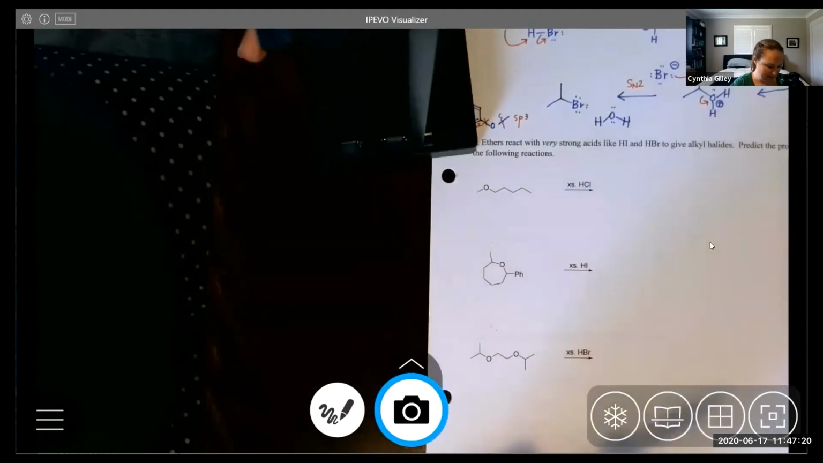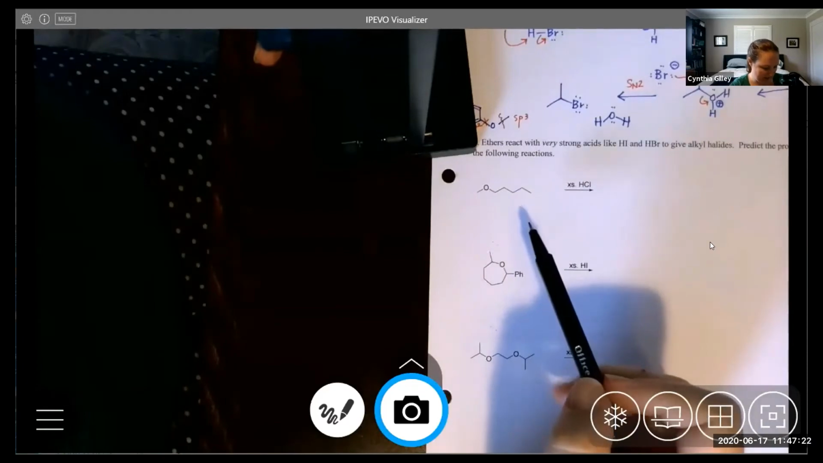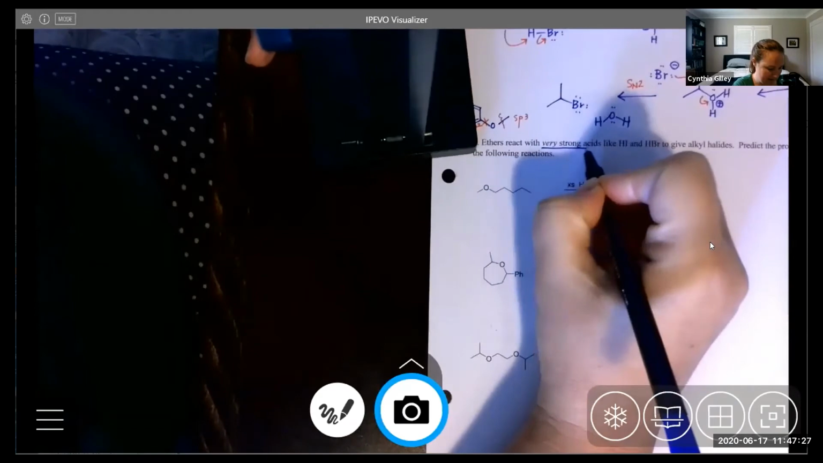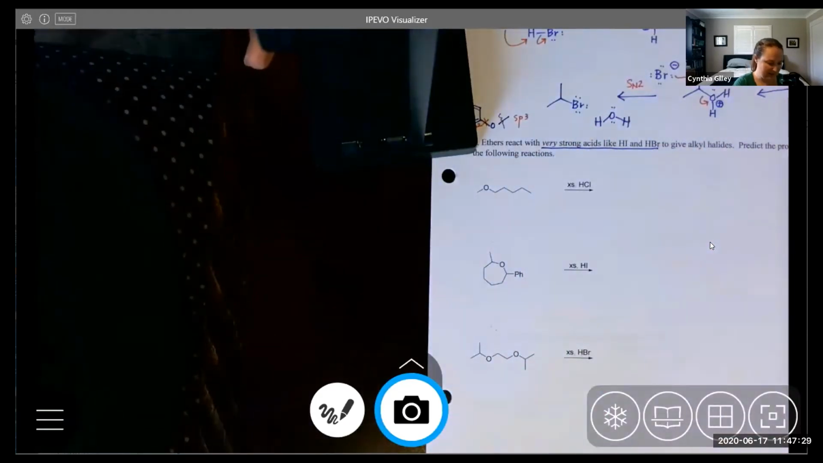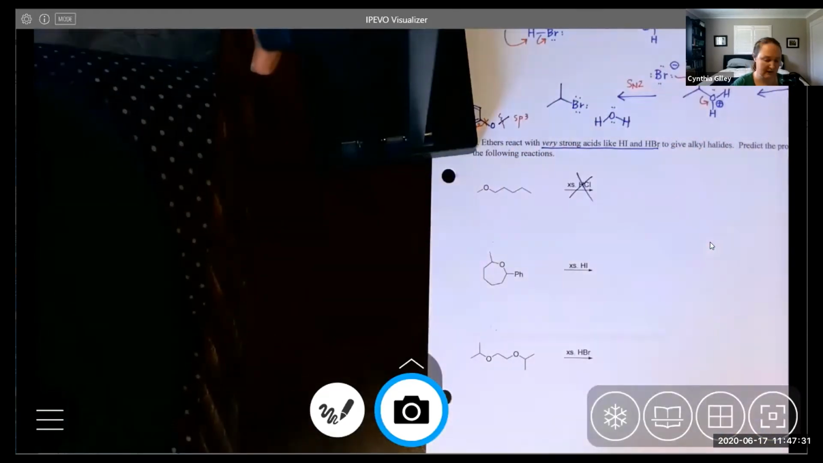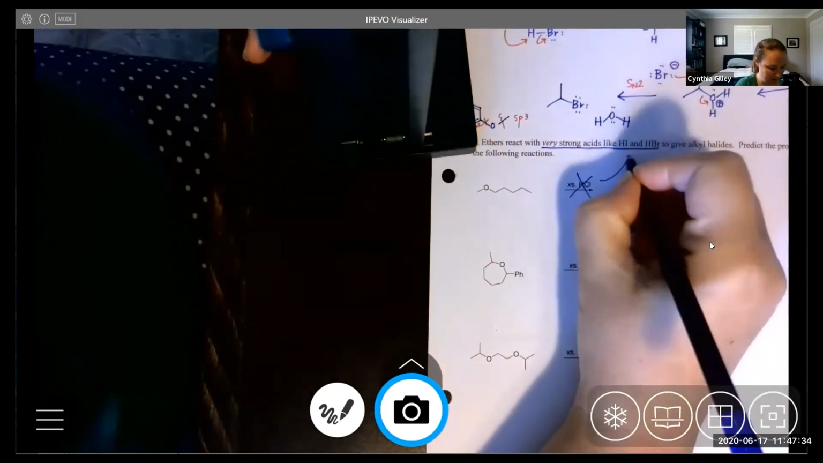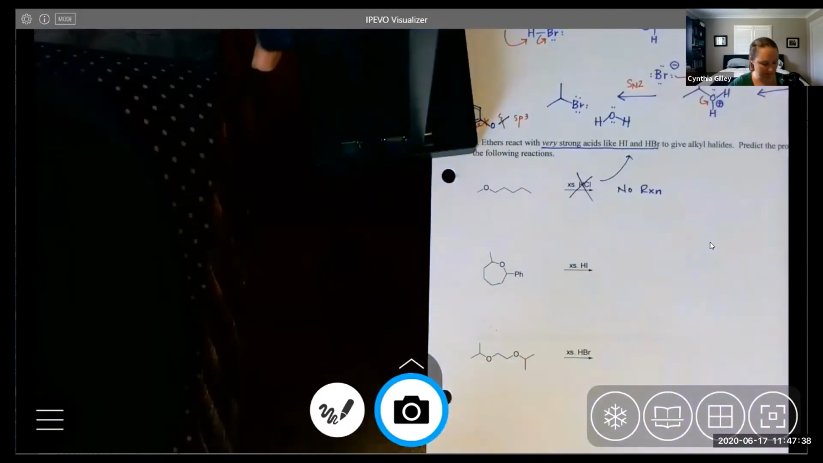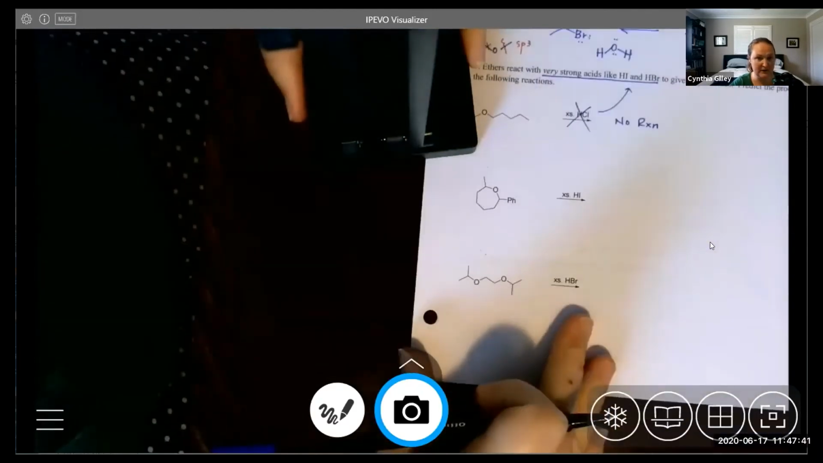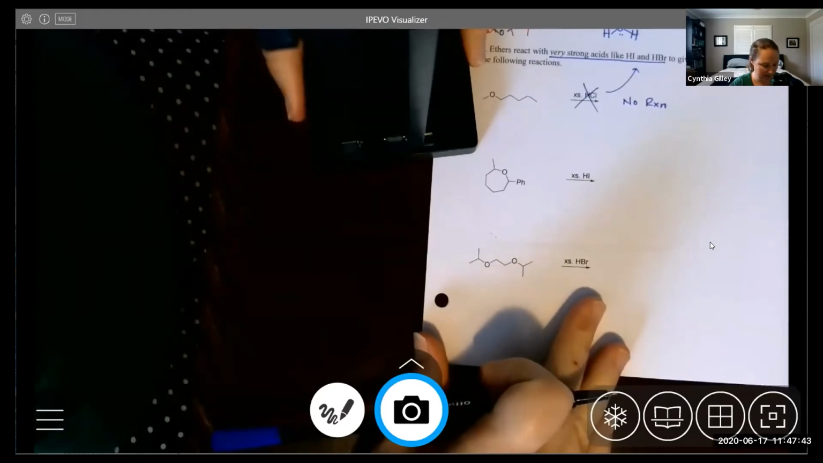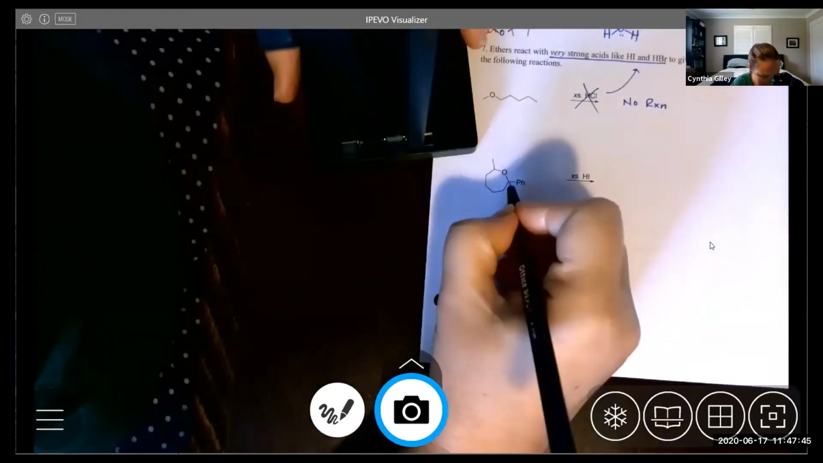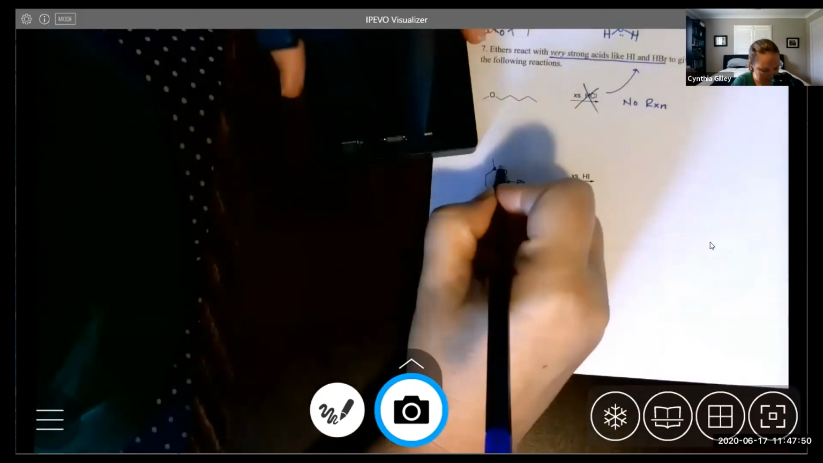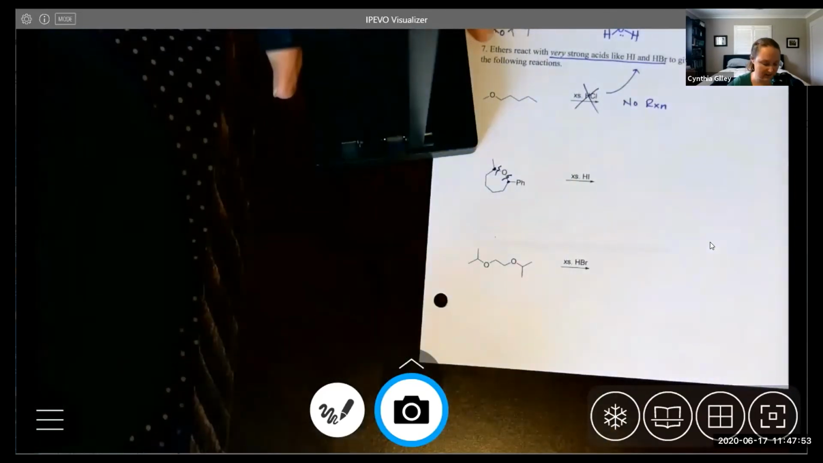So again, it says draw the products, right? And with very strong acids like HI and HBr. So this one is HCl, not HI or HBr. So no reaction. And then next we do have HI, which is good. And we're going to look at these two carbons. Note that they are both sp3. Great. That means we can break both of those bonds.